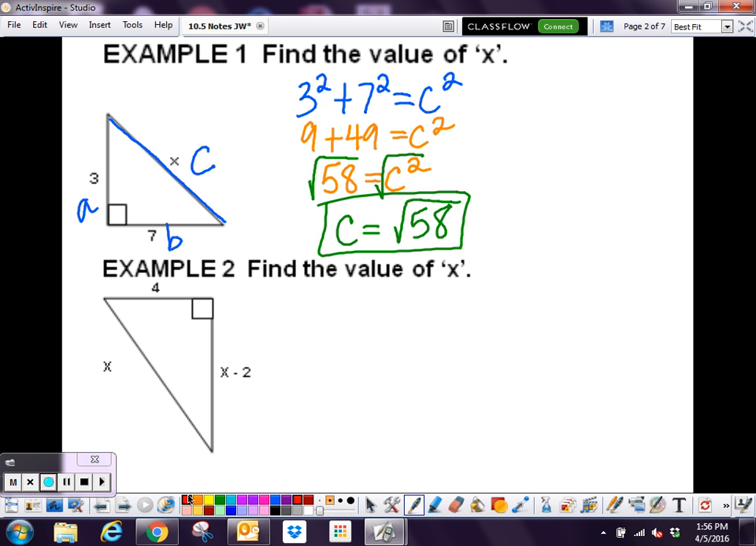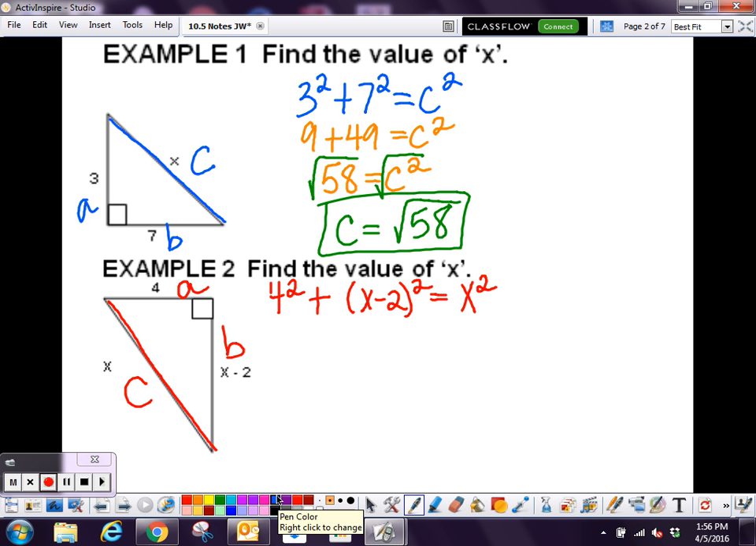Okay, example 2, find the value of x. All right, so we know that our hypotenuse here, that is our c side, and the other sides do not matter. Okay, so I'm going to plug this in. So I have 4 squared plus, now I need x minus 2 squared. So I'm going to put that in parentheses and square it, and then that's equal to c squared, which is x, so x squared. Now this one requires a little bit more work, okay?